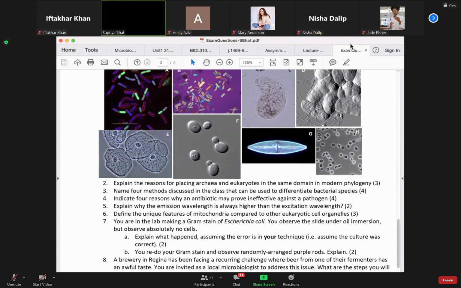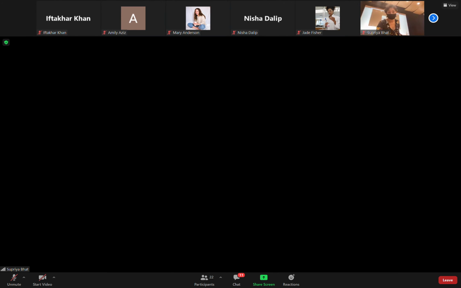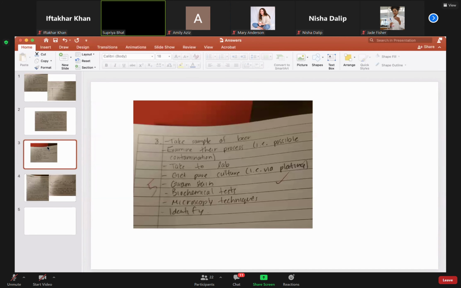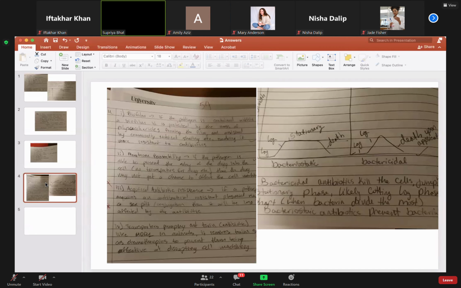Indicate 4 reasons why an antibiotic may prove ineffective against a pathogen. This is something I talked about so many times. You have to gather your knowledge and just answer this question. This answer on the left side is actually a good answer, and many of you were able to answer it because it's still fairly straightforward.